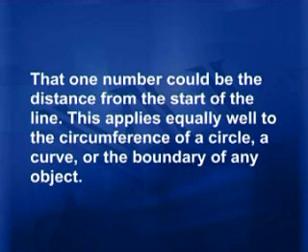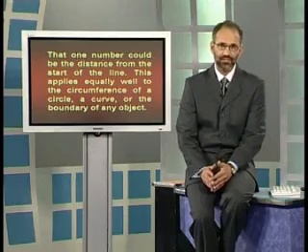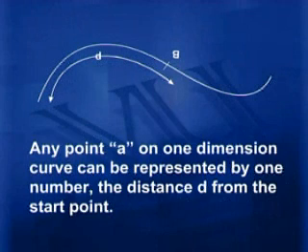Now, this applies equally to any circumference of a circle as well, or the boundary of any other object, because we can always have a starting point for it, and we can always measure that distance that the point of interest is lying away from the starting point. Take a look at this picture. We're talking about a point A on a curve, and we can tell that it is at distance d from the starting point. Enough of information.